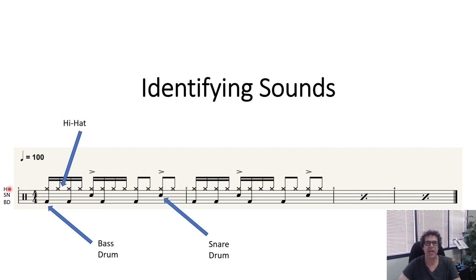So HH represents the hi-hat on the top line. SN represents the snare drum, usually on the second line right here. So here's our snare drum line. And BD is our bass drum. Sometimes it says kick, sometimes it says KCK. Sometimes at the top it says hat. Just depends. But this is a basic layout. Hi-hat, snare, and kick. All right, got it? Moving on.